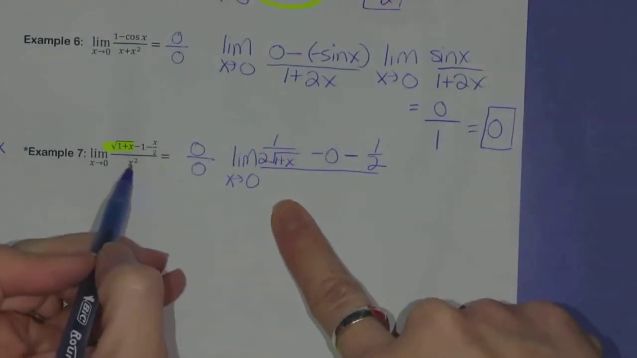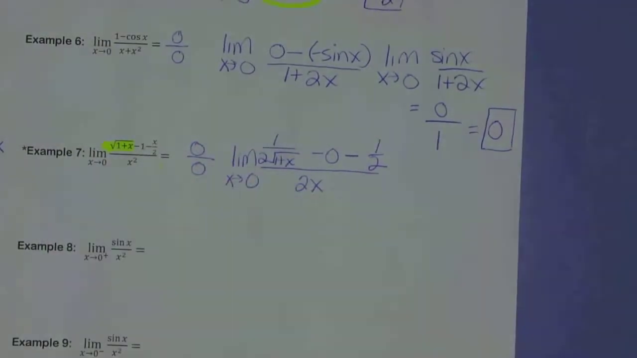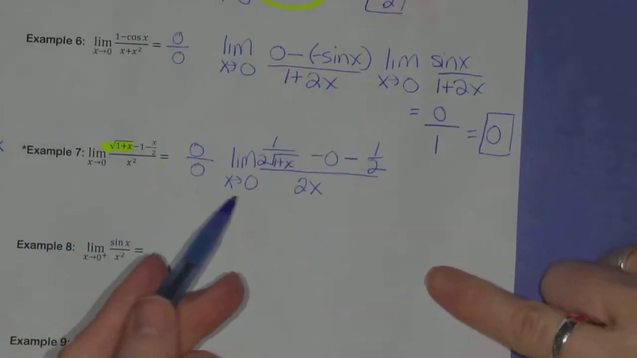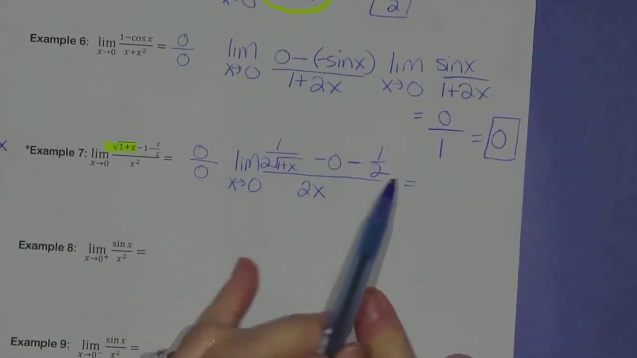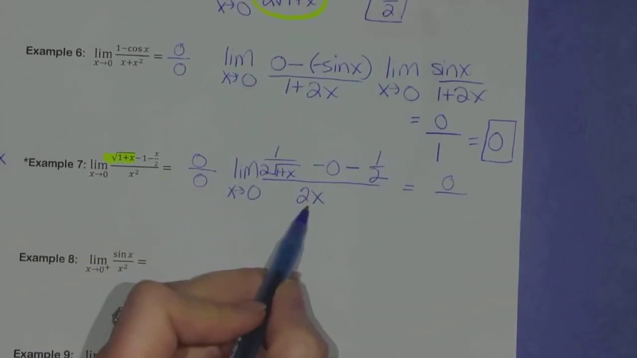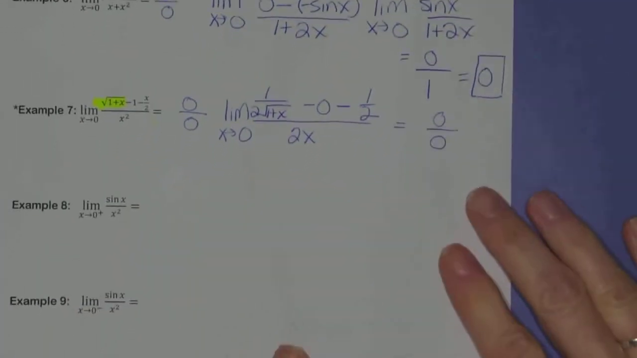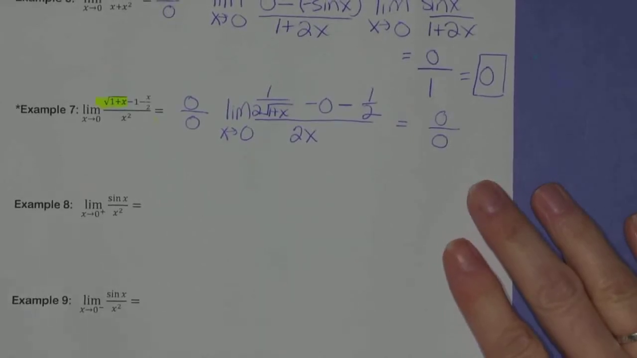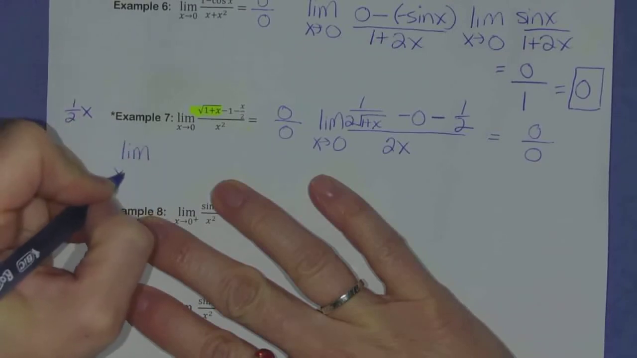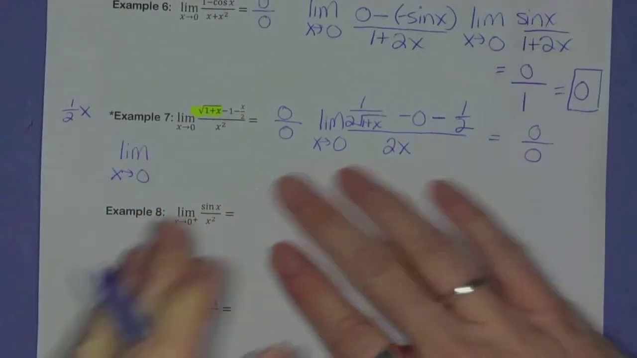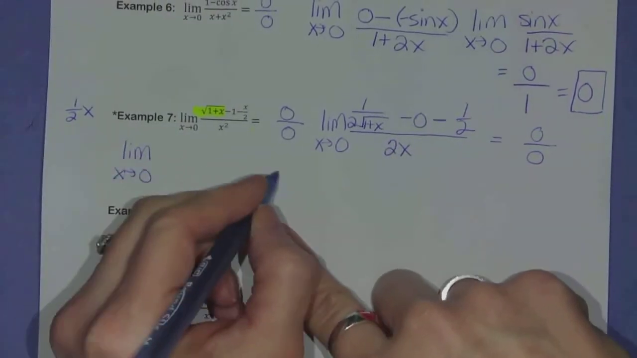On the bottom, the derivative of x squared is 2x. And so if I replug 0 in, I'm going to have 1/2 minus 1/2, which is 0, over 2 times 0, which is 0. So I'm still stuck in an indeterminate form. So I'm going to go again. I'm going to take the derivative of the top and bottom once more. So now, well, the bottom's easy. The derivative of 2x is just 2.